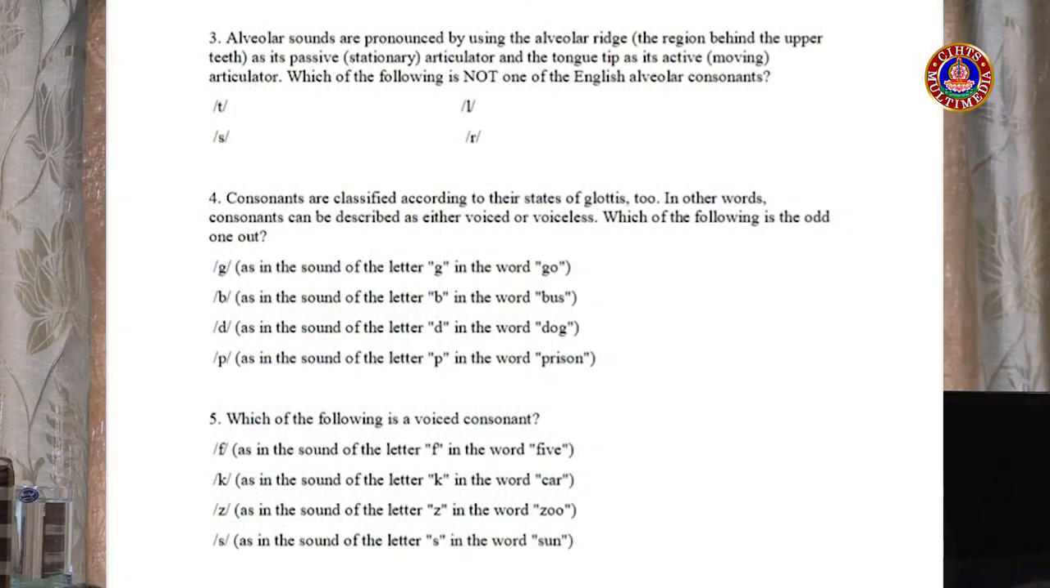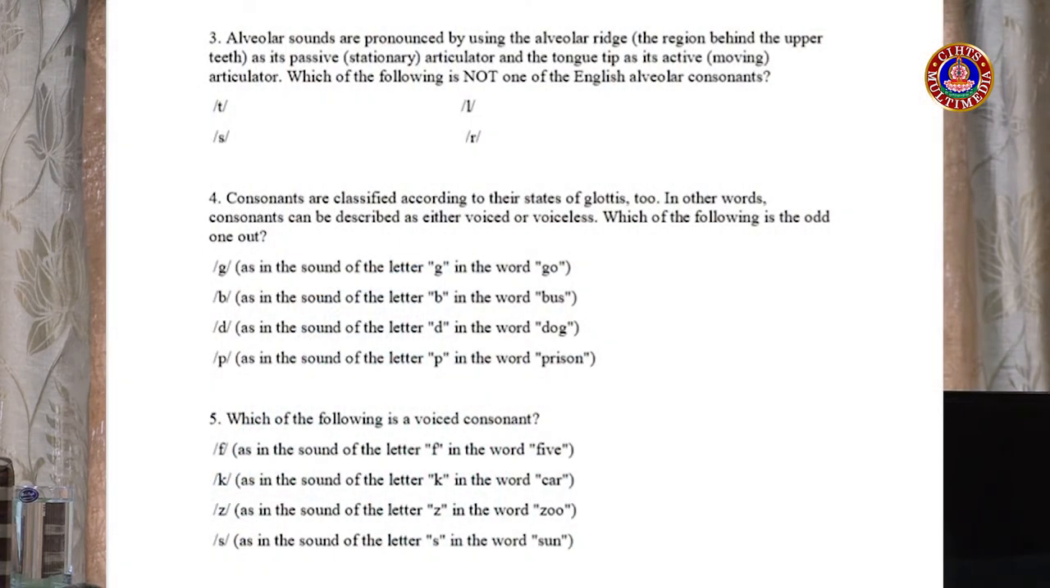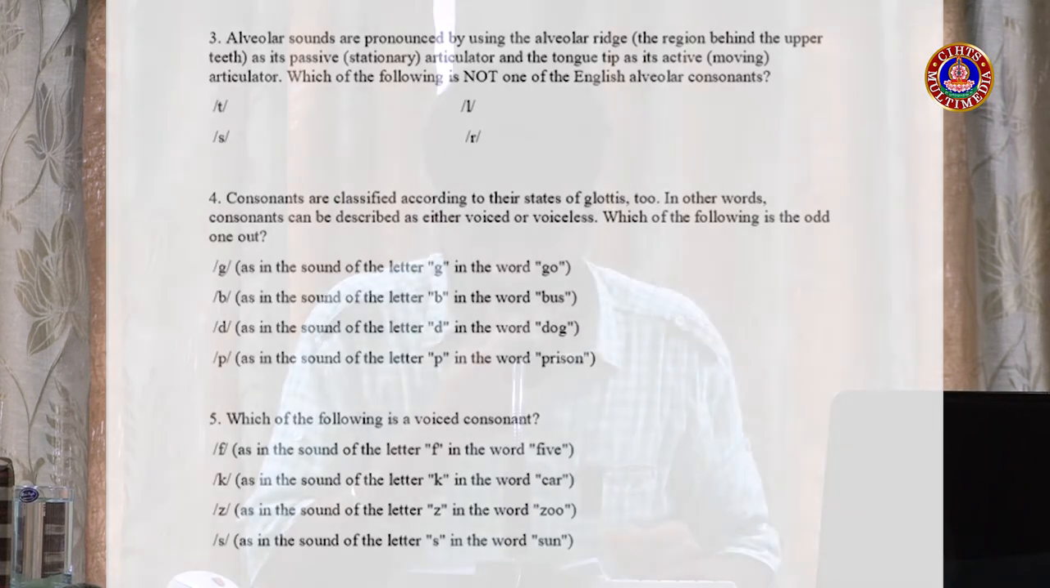Consonants are classified according to their glottis. If you remember, where is the glottis? In other words, consonants can be described as either voiced or voiceless. We did this at the beginning. Which of the following is the odd one out? Meaning, of the four, three will have similar properties, either voiceless or voiced, and one will be different. So you can find it. G, B, D: all three of them are voiced. But P is voiceless. So this is the odd one out.